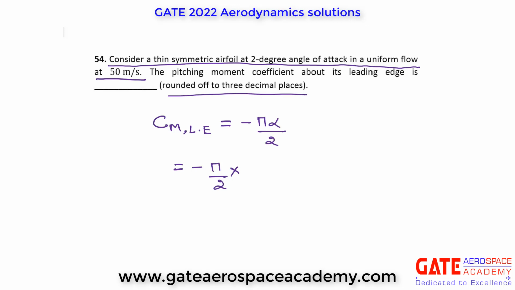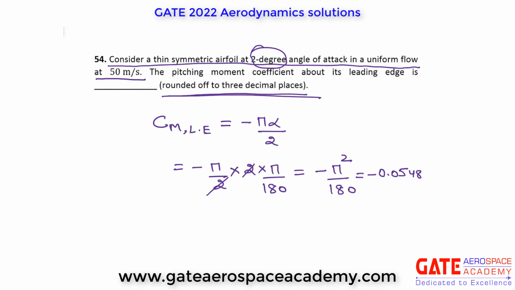So alpha is 2°, so 2 into pi by 180. So it is minus pi square by 180, which is equal to minus 0.0548. So rounded off to 3 decimal place, moment coefficient about leading edge is equal to minus 0.055.